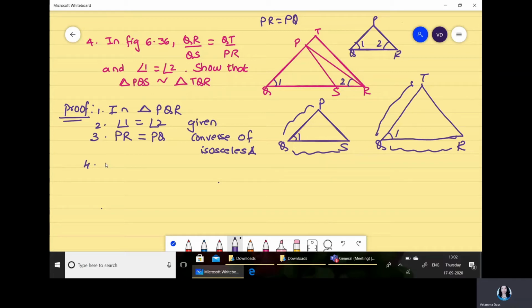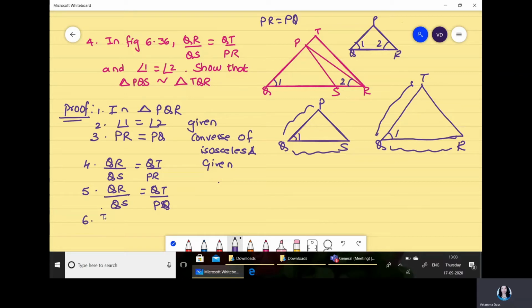Next, it is also given that QR upon QS equals QT upon PR. Now students, we know that PR and PQ are equal. So can we write PQ instead of PR? Yes, very easily we can write. This is given and we have proved that PR and PQ are equal. So here we can write QR upon QS equals QT upon PQ. Sorry, it is PQ. So we have proved that QR upon QS equals QT upon PQ.